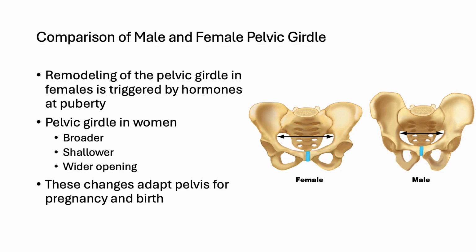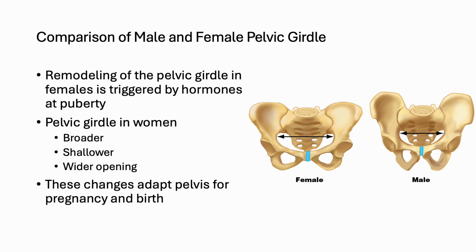The pelvic girdle differs significantly between males and females, reflecting adaptations for childbirth. In females, hormonal influences during puberty remodel the pelvis to become broader and shallower, with a wider pelvic inlet and outlet. This structural adaptation allows for the passage of the fetus during childbirth. The pubic arch in females forms a wider angle, typically greater than 90 degrees, compared to the narrow angle in males. The sacrum in females is shorter and less curved, providing additional space for the pelvic cavity.